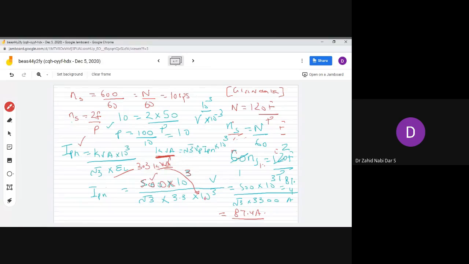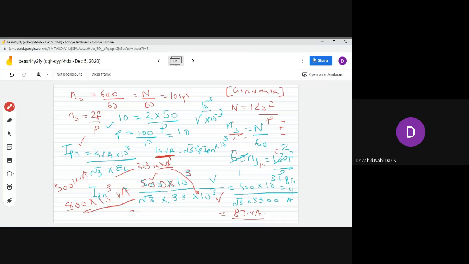What I'm trying to do is convert this 500 kVA into VA, 500 into 10 power 3 VA. Are you noticing? And root 3, 3.3 kV also I'm trying to convert into volts. So the final expression I'm getting is 87.4, and this I'm getting in terms of amps.